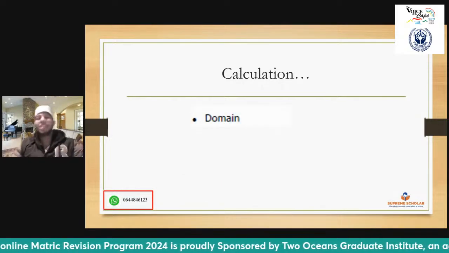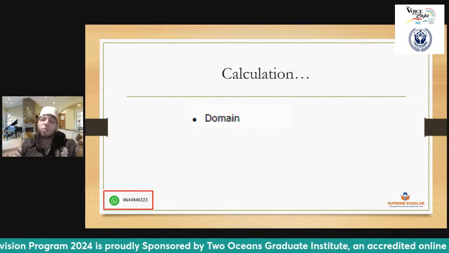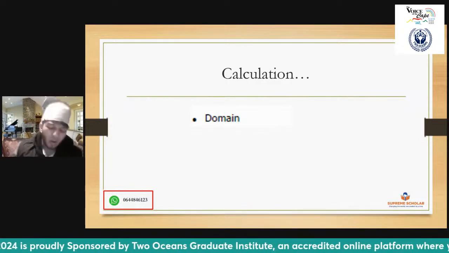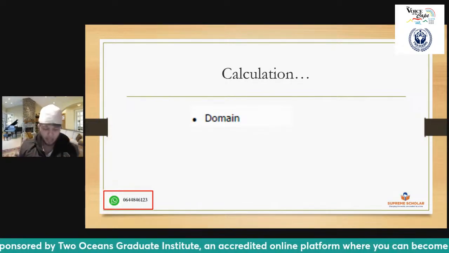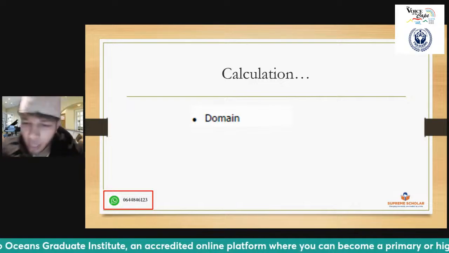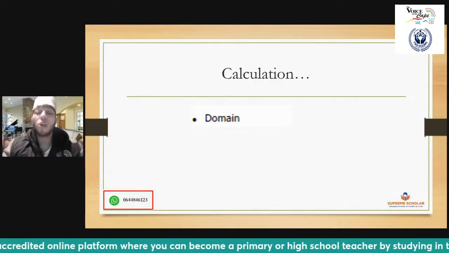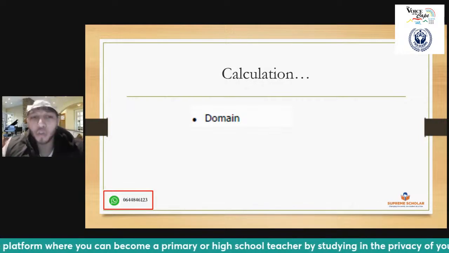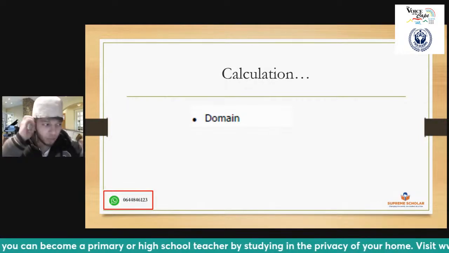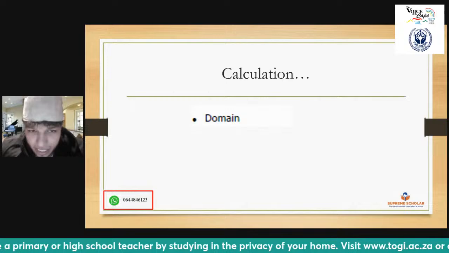Now, this is another concept that I want to explain to you that you need to understand: domain. Now, what is domain? Domain is where all your x values exist. That is your domain. Alright? So your domain is where all your x values exist.